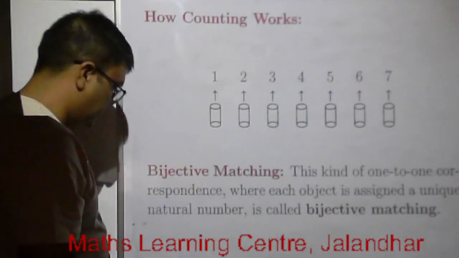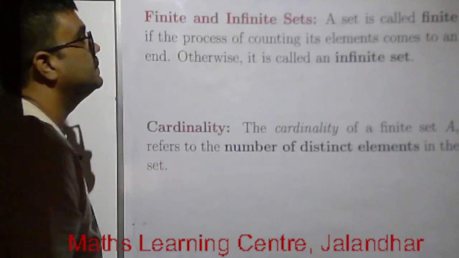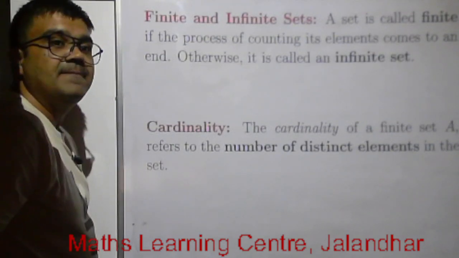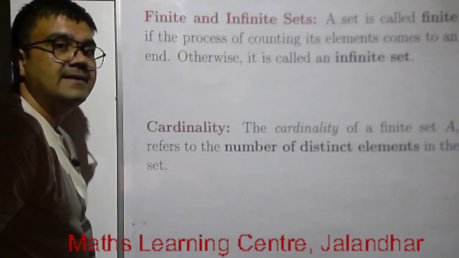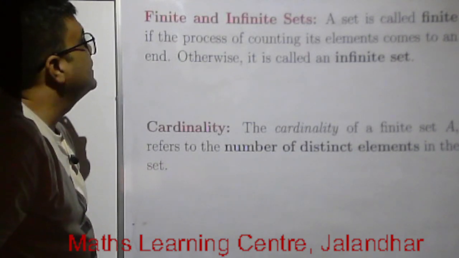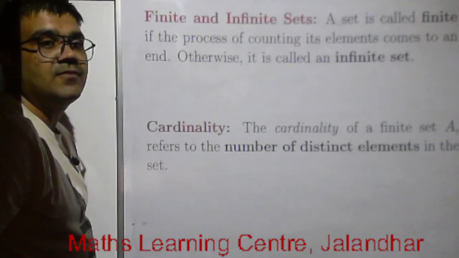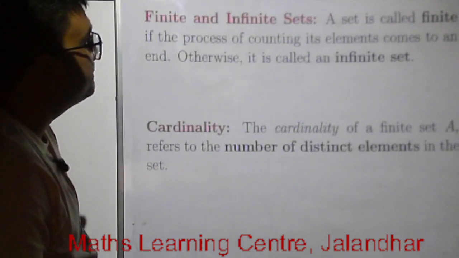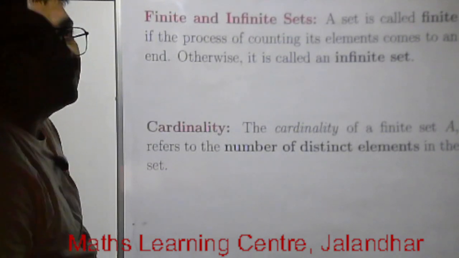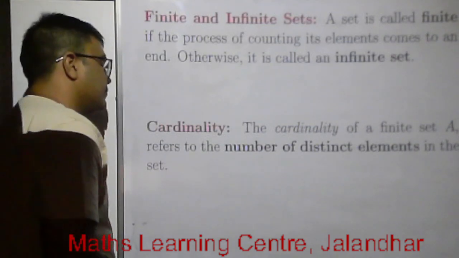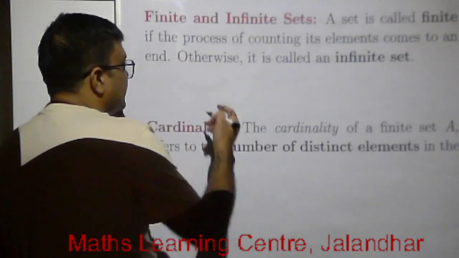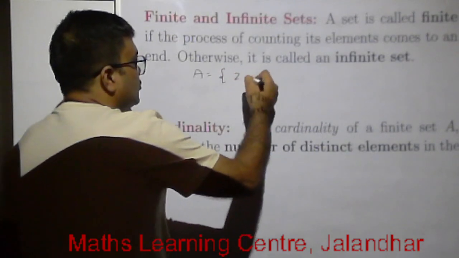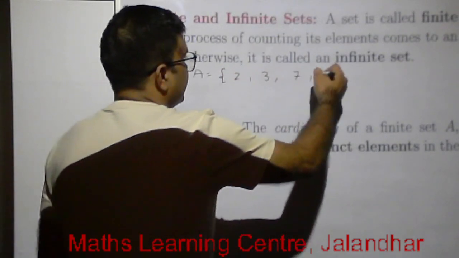So in terms of sets, we will say a set is finite if the process of counting its elements comes to an end. Otherwise, it is called infinite. Let us look at this. Suppose I am talking about a set A. It has elements 2, 3, 7 and 11.